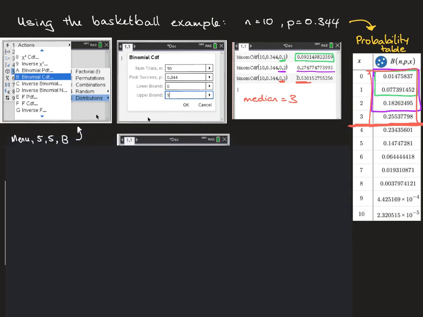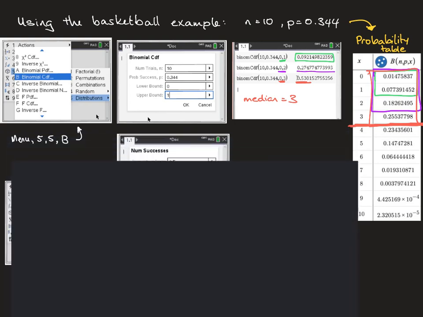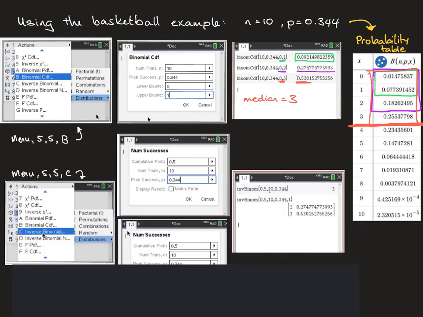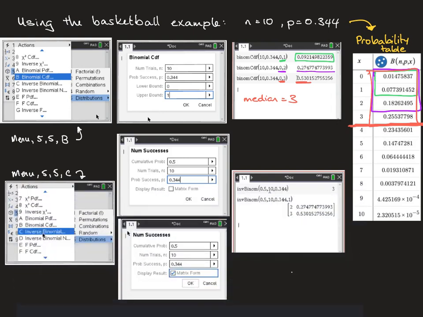The other way that you can do it is you can use a different distribution. So to use this one, you use menu 55B. The other one that you can use is the inverse binomial, and there's two inverse binomials, so make sure you get the right one. So this is just inverse binomial, not n. We'll talk about this one in a minute. And when you select this, there's two different ways that you can put your data in. So you can see that I have put in a cumulative probability of 0.5. So I want the probability to add up in total from my lowest value to my highest value of x to be 0.5. Number of trials is 10.